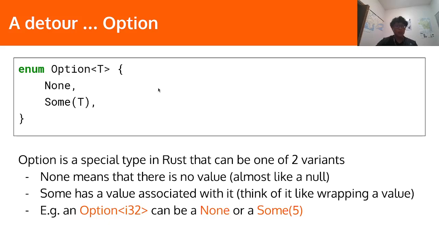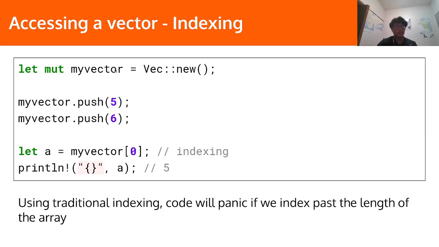Now I'm going to talk about how we access the elements of a vector. This is similar to the last slide where we push 5 and 6. So now our vector itself has elements 5 followed by 6. The first way is to use indexing. This is completely similar to the array where we use a square bracket and we index the value 0. So in here, when we print line A, we'll get 5 because 5 is the first element of the vector.